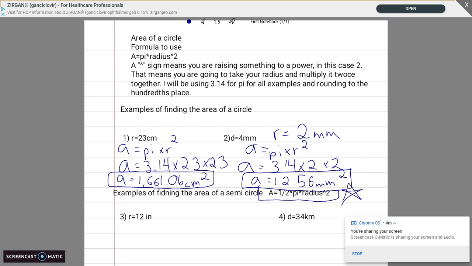The first problem here, number 3, talks about a radius. Start by rewriting my formula. I'm going to use the one in the box for this example. Area equals 1/2 times pi, which I know is 3.14, times my radius squared. So I'm going to multiply 12 twice, 12 times 12. I would personally probably take that 1/2 and change it to 0.5, so it's a little easier to put into the calculator. So 0.5 times 3.14 times 12 times 12. And I get my area of 226.08 inches squared.